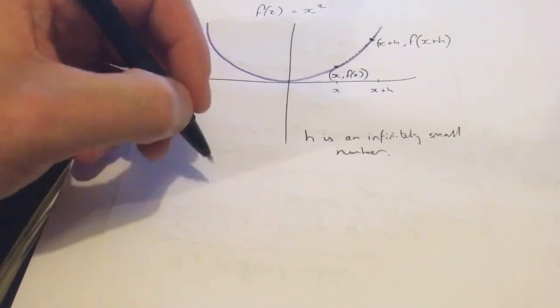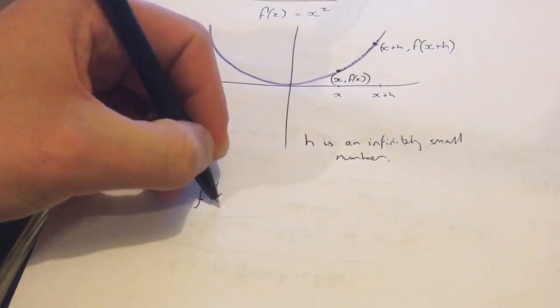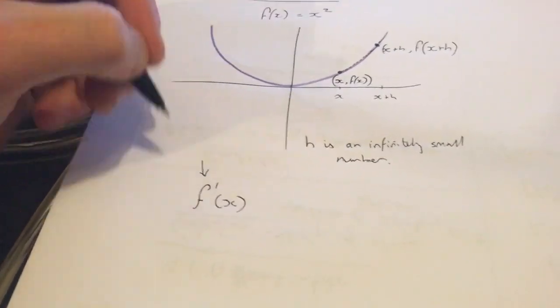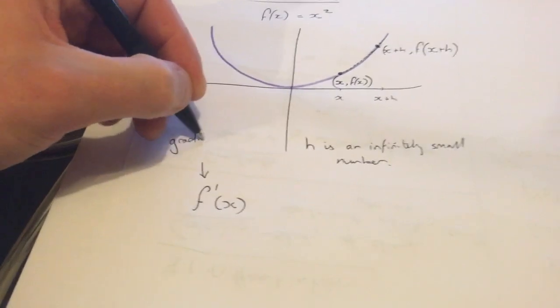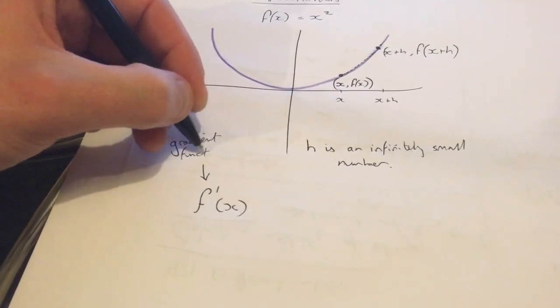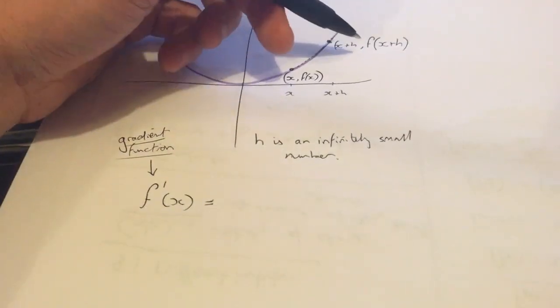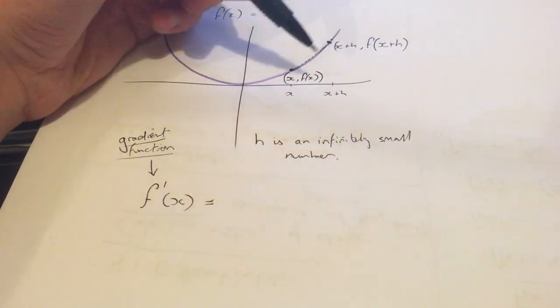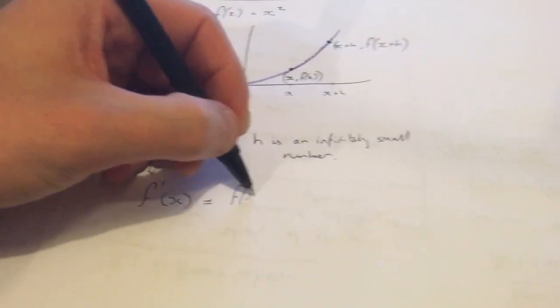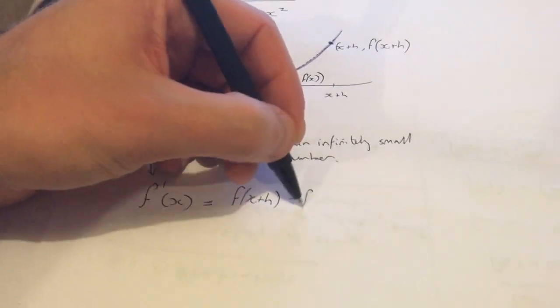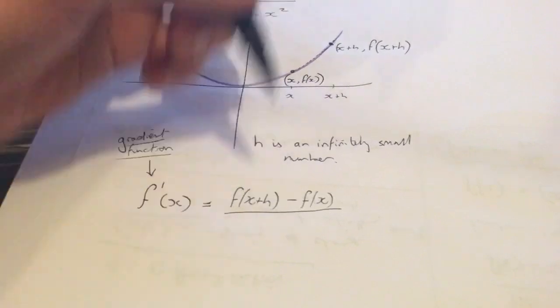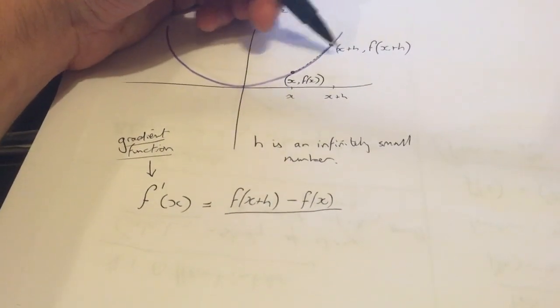So we're going to say our gradient, we're going to use the new notation. So f of x is going to be gradient function. Our gradient is going to be the difference in y's, y2 minus y1, divided by x2 minus x1.